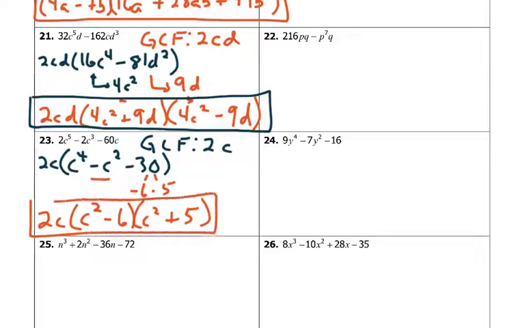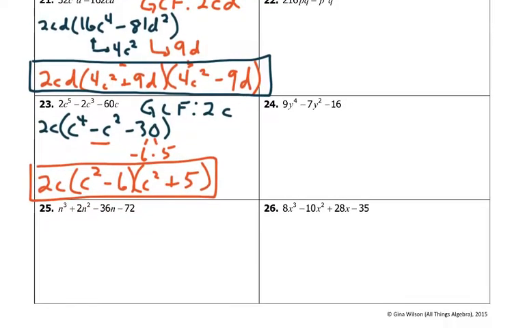We don't have a difference of squares. Right here it looks close to a difference of squares, but 6 is not a perfect square, therefore it is not a difference of squares. Last one, we have our grouping. So we have 4 terms. You know it's grouping when you have 4 terms. 1, 2, 3, 4. So we're using the grouping method.